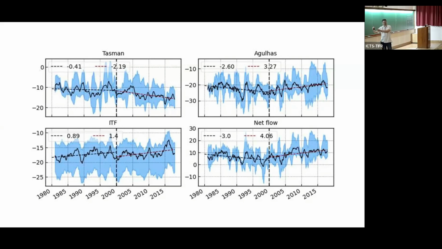So on one side the Tasman flow is strengthening more, but on the other side the Agulhas is weakening. That means there is a convergence happening in the South Indian Ocean, and this convergence is leading to further warming of the South Indian Ocean, even though the ITF is not contributing anymore.